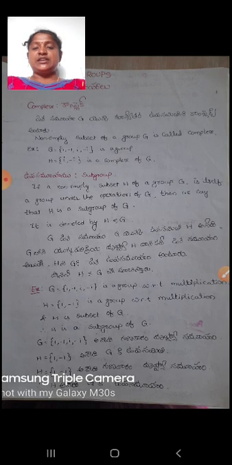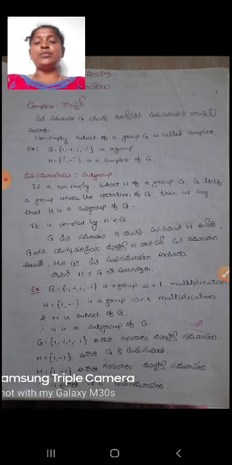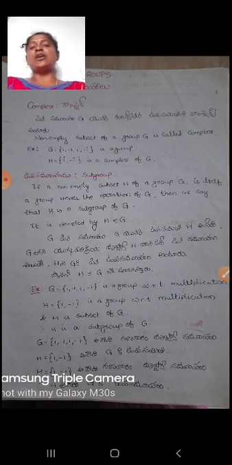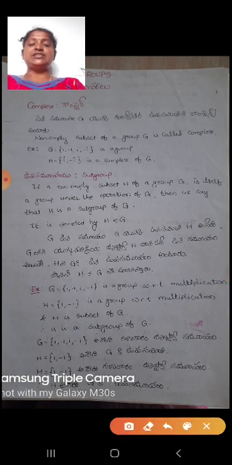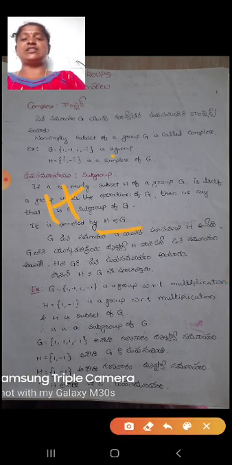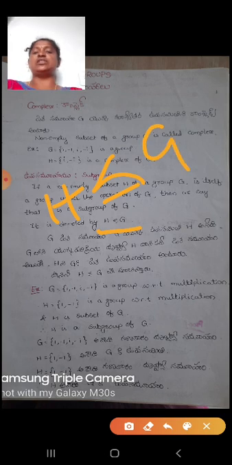Subgroup: a non-empty subset H of a group G is itself a group under the operation of G. Then we say that H is a subgroup of G. Means H is a complex of G and also H is a group under the operation of G. Then H is called a subgroup of G. It is denoted like this: H ≤ G.